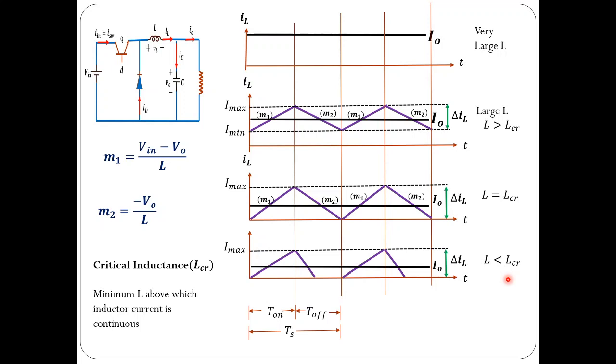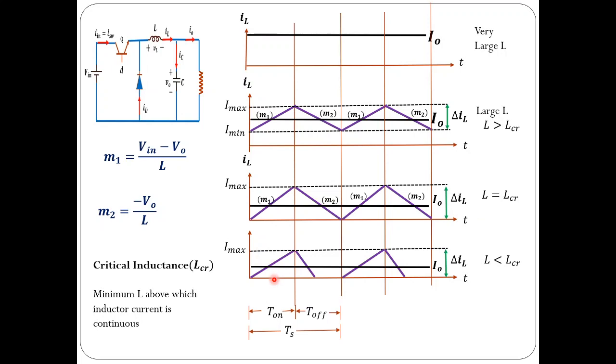Now if you use a smaller value of inductance, it may not be sufficient to smoothen the output current. So you are going to have a high value of ripple. Okay, we have a very significant value of ripple. This also results in a fall in the average current. You can see the average current in this case is not exactly del IL by 2.